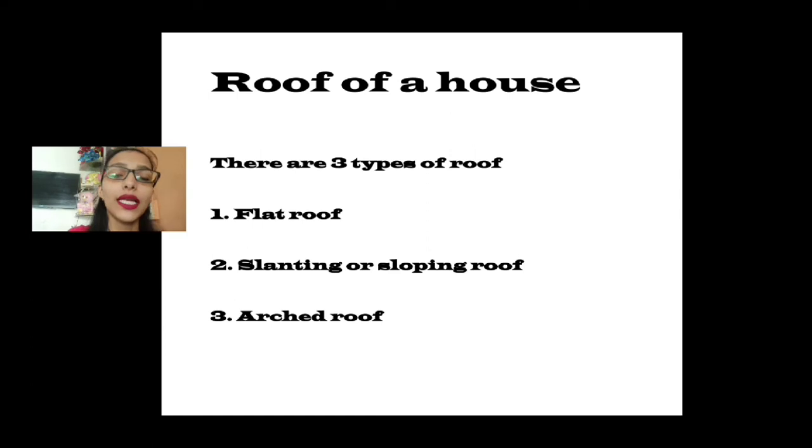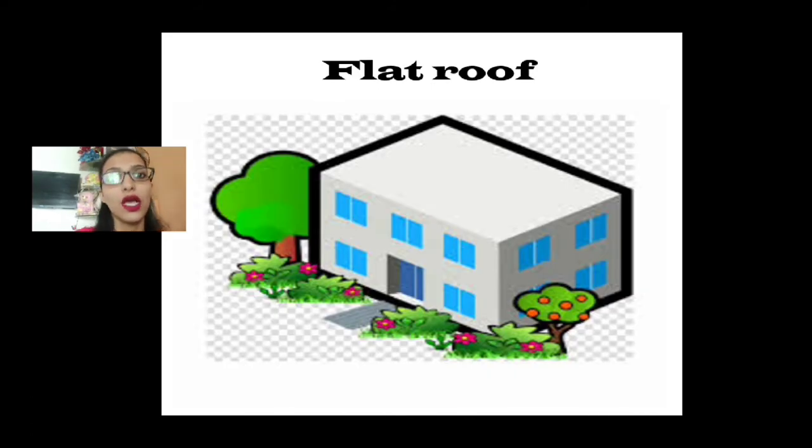So now let us see how these three types of roofs are there. First one is flat roof. Now why is it said flat roof? Because the surface above the room is flat. It is plain. So that's why it is called flat roof.